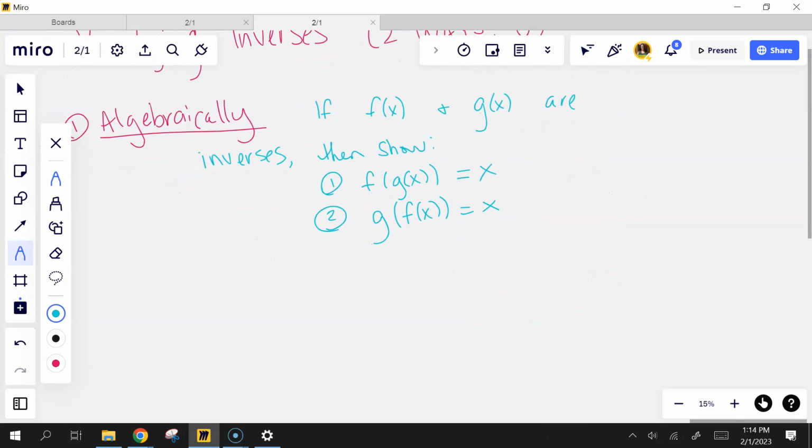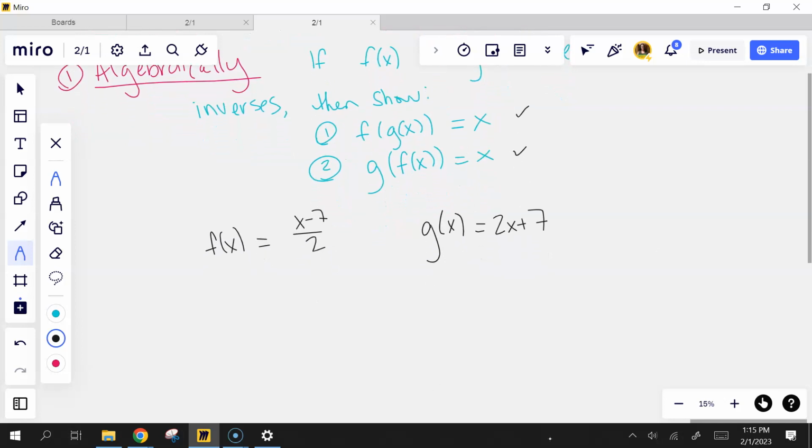For example, verify algebraically that these two are inverses of each other. I'm telling you they're inverses. Your job is to verify that they are inverses. So I need you to show this and this. I feel like I have a vague memory of it. Wouldn't I just solve them and see how they equal each other? Like not equal each other.